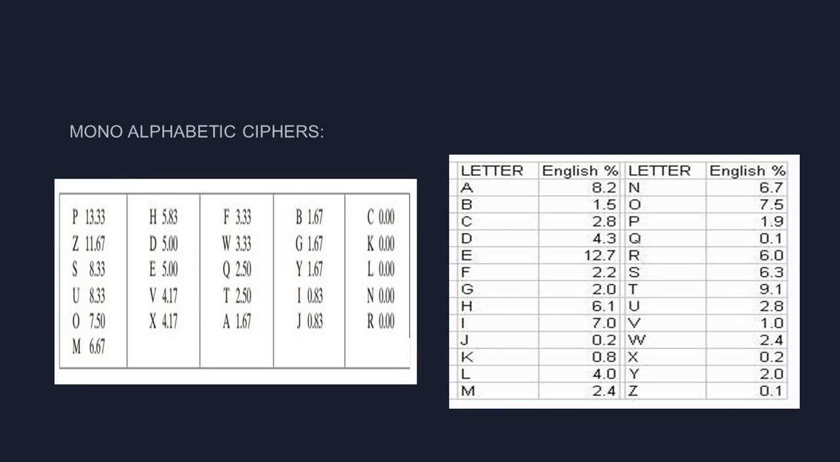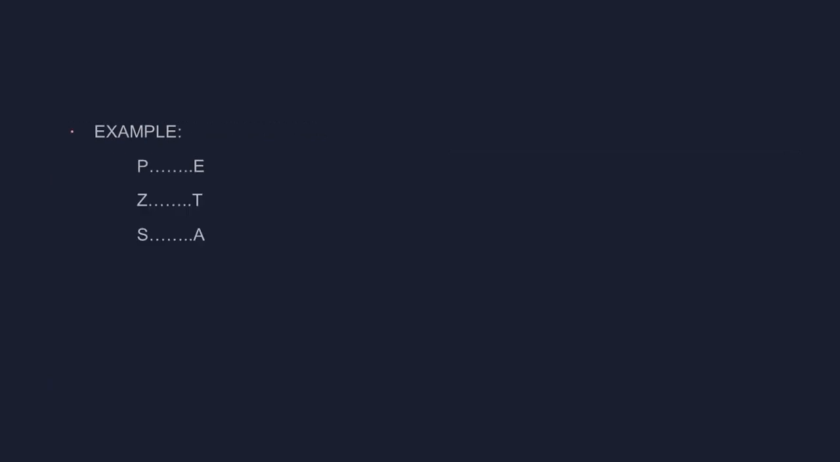Next we have monoalphabetic ciphers and the letters in English from A to Z. So what are their percentages is shown in this particular slide. Then you have an example. You can find that P and E are similar with respect to the values or percentage, then Z and T and S and A.